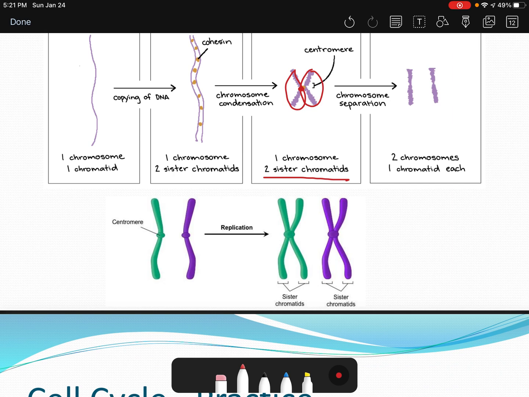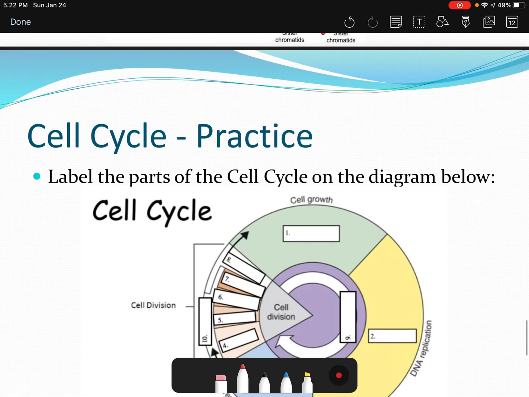So here's an individual chromosome, and after replication, it's made up of two sister chromatids. Here's one, and here's one, and they're held together by that centromere. And here's another one, and here's another one. Because remember, you have two of every kind of chromosome. You get one from mom and one from dad. And so you'd have two of each of these types of chromosomes.